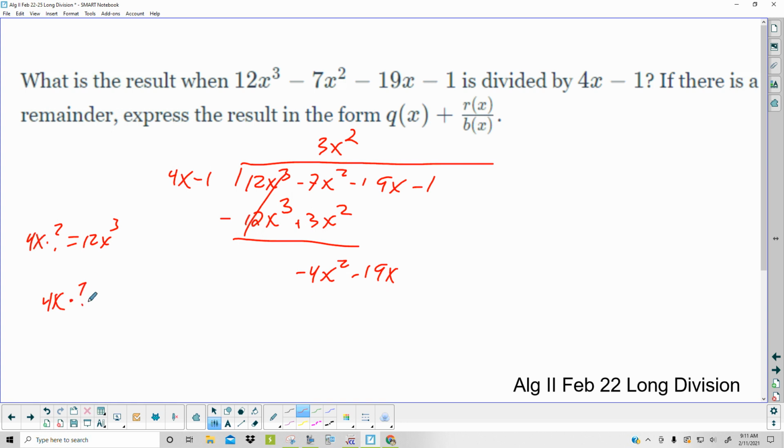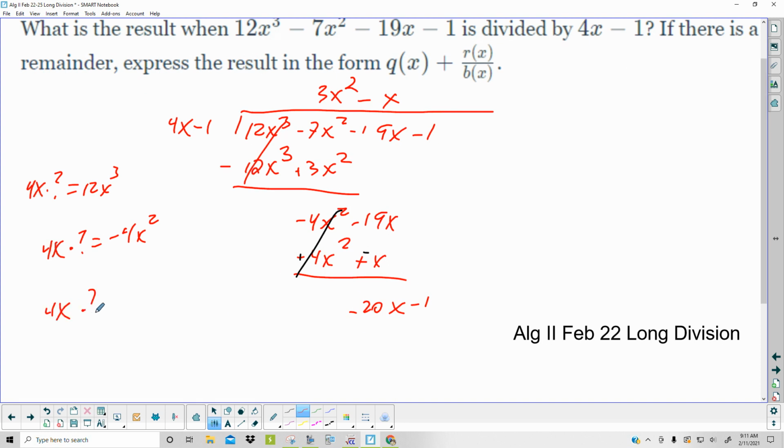4x times what gives you the minus 4x squared? Well, that'll be minus x times all this. Change their signs. That cancels out. And you're left with here minus, oops, I did my addition wrong. Minus 20x, and now bring this down, minus 1.